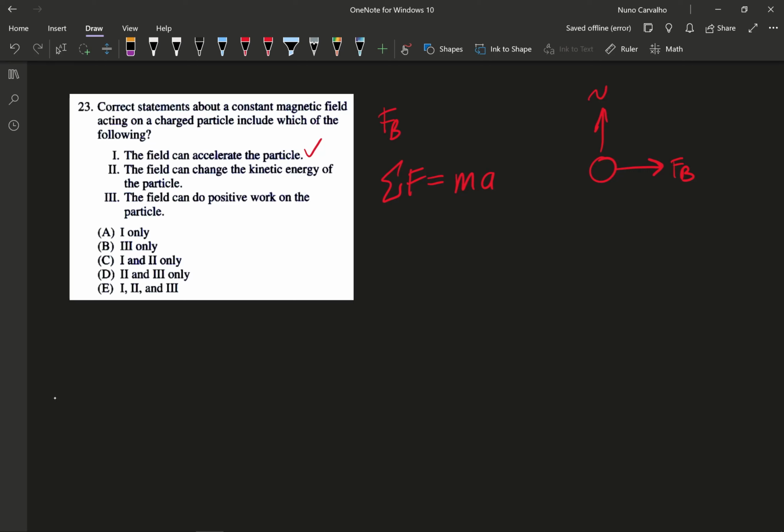Two, the field can change the kinetic energy of the particle. Well, no, because I just said that we can't actually change the speed of this particle here. We can only change the direction. And since kinetic energy is given by this formula right here, being unable to change the velocity means that we cannot change the kinetic energy. So 2 is not correct. And then number 3, the field can do positive work on the particle, where you can think of work as the change in kinetic energy, and we just said we can't change the kinetic energy. So we can also not do any work. So 3 is wrong, and so the only one that's correct is 1, which is A.